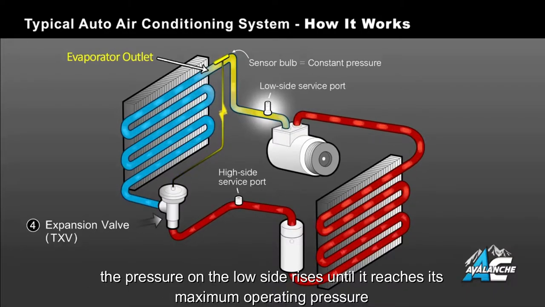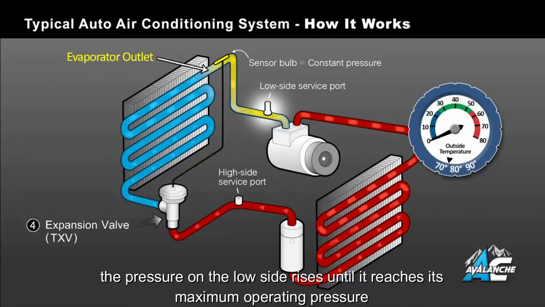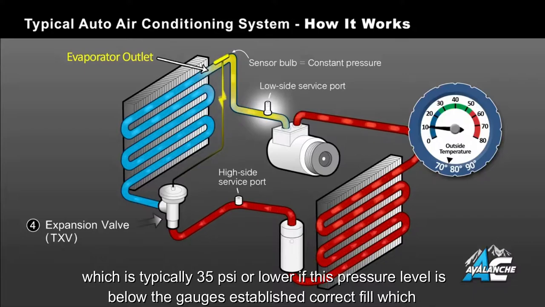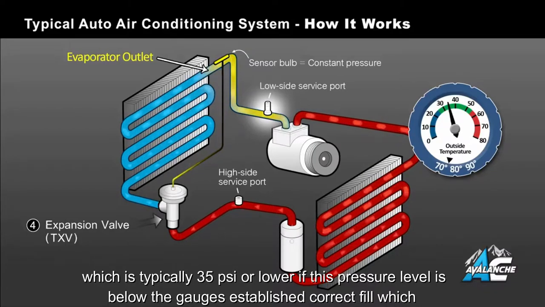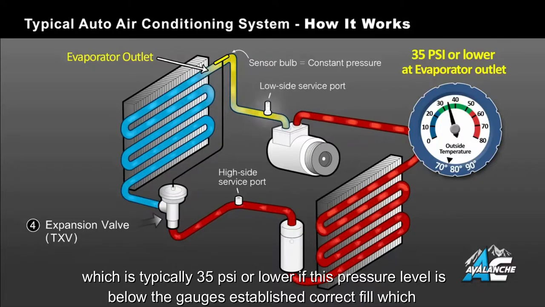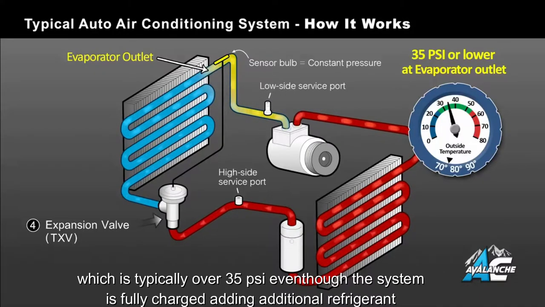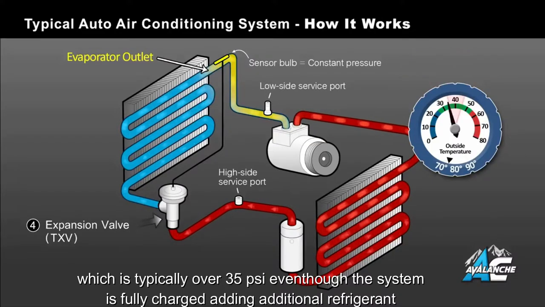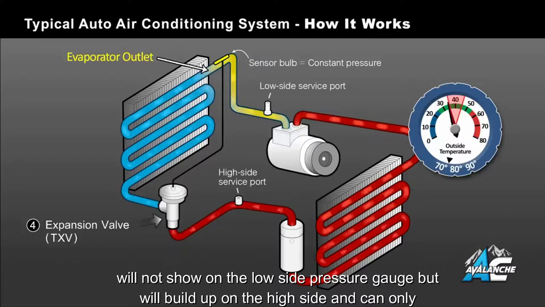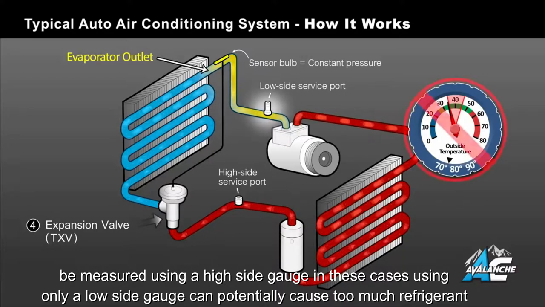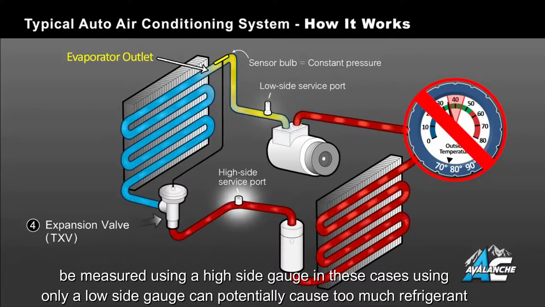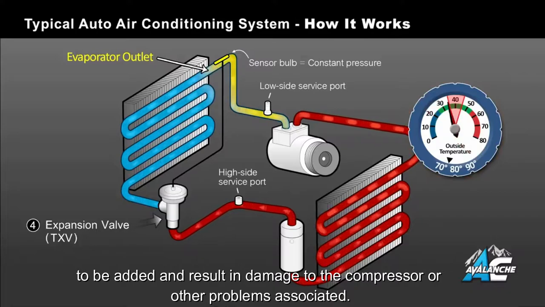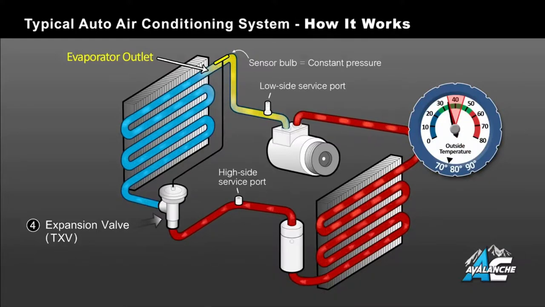The pressure on the low side rises until it reaches its maximum operating pressure, which is typically 35 psi or lower. If this pressure level is below the gauge's established correct field, which is typically over 35 psi, even though the system is fully charged, adding additional refrigerant will not show on the low side pressure gauge, but will build up on the high side and can only be measured by a high side gauge. In these cases, using only a low side gauge can potentially cause too much refrigerant to be added and result in damage to the compressor or other associated problems.